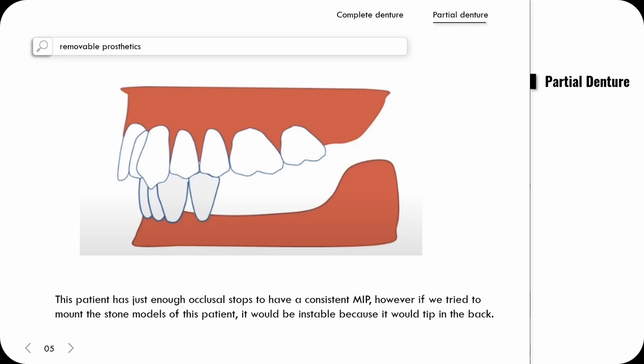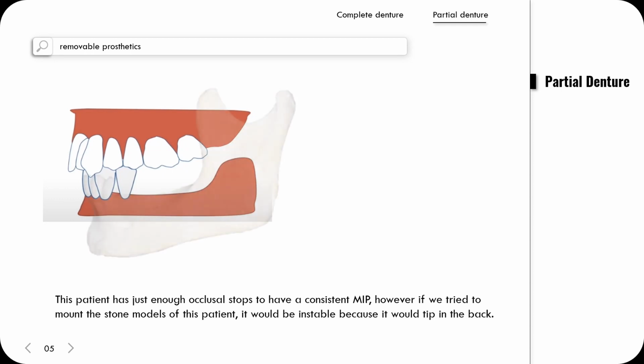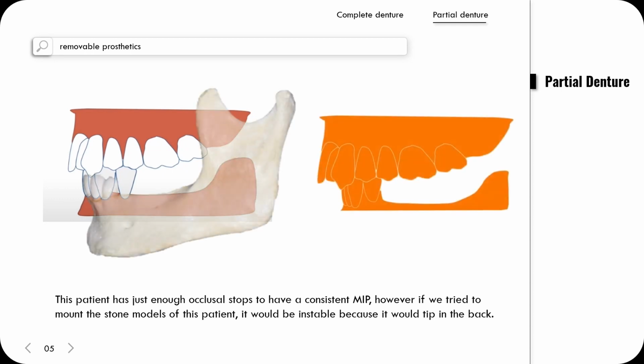So that's good because they can consistently bite together, but this does pose a bit of a problem for us, in the sense that if we were to take stone models of their teeth and then try to mount them together on the articulator, we run into some trouble, right? In the case where the patient is biting together, the lower teeth are connected to the mandible, and that's connected via muscles, and you have the ability to close your teeth together without things tipping.